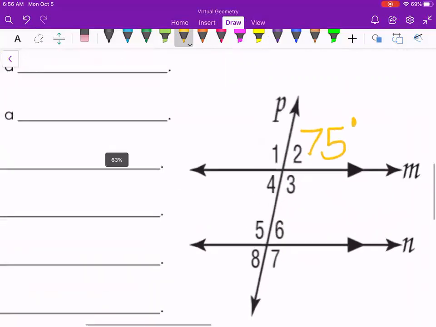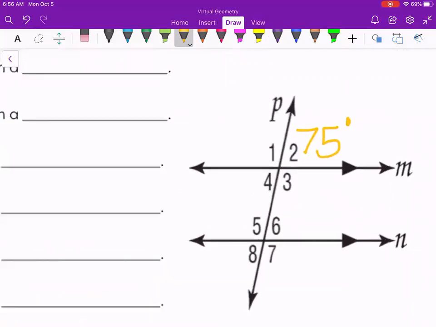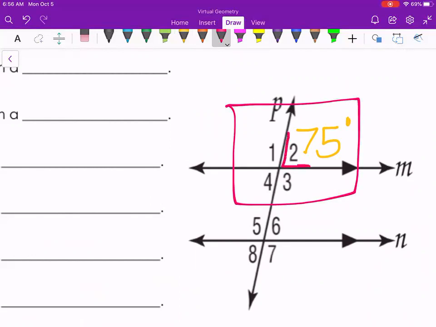Okay, so I can use what I know about my intersections here. So we're going to start just with the top intersection. So guys, pretend 5, 6, 7, 8 are not there. You right away have vertical angles, where vertical angles have to be across from each other in the same intersection, which means angle 4 is also 75 degrees.